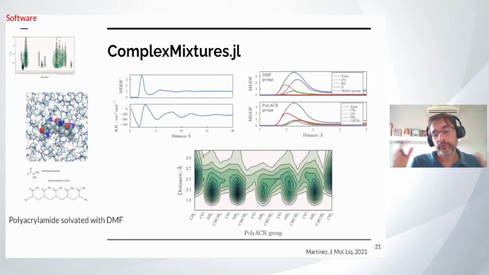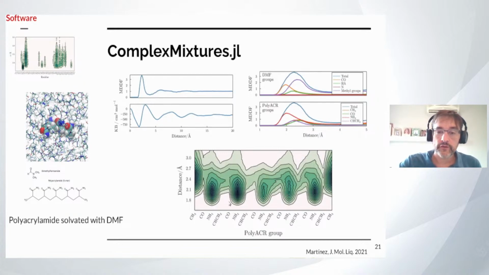Just to illustrate the potentiality of the package, very briefly, some other examples: we have, for instance, one example where I have a polymer. This is polyacrylamide solvated by dimethylformamide. And what we see here is that even if we have a polymer which is essentially an unstructured macromolecule, we can obtain a clear picture of the solute-solvent interactions. We can decompose the interactions in each type of group that composes the solute, in each type of group that composes the solvent, and so forth, and also in each group of the polymers.